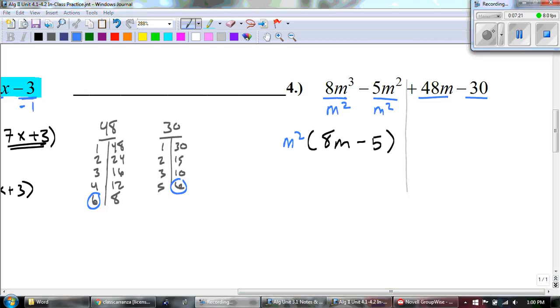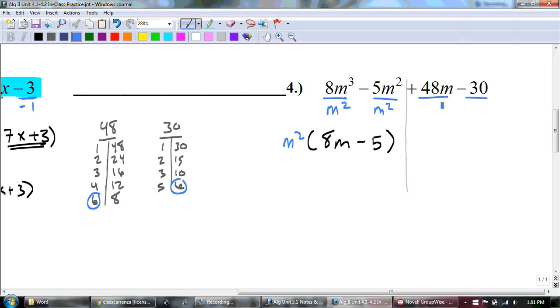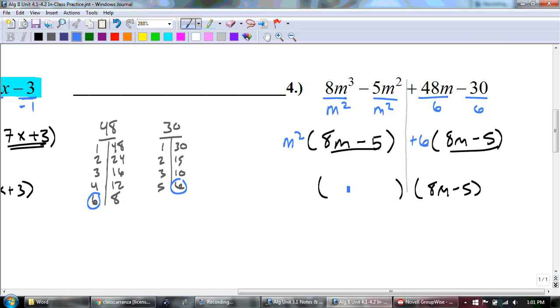Ooh, excuse me. Don't know if I was able to pause it in time. Okay, but 6 is the GCF, and that's the only thing they have in common. Okay? And that's a positive 6 we took out. And then we're left with 8m minus 5. So just like we wanted to, the 8m minus 5 and the 8m minus 5 are the same, so that means we did it correctly. And then we have the m squared plus 6, okay? So m squared plus 6 and 8m minus 5 is our final answer.